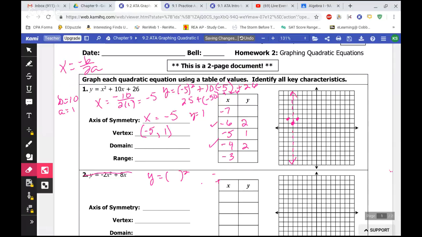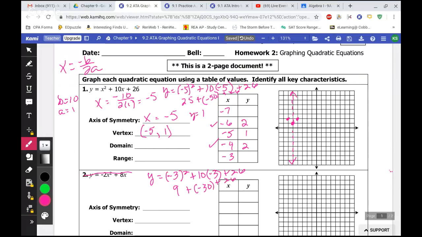All right. So now we're going to do 3. We're going to plug in 3 squared plus 10 times -3 plus 26. Okay, 9 plus -30 plus 26. So 9 plus a -30 is going to give me a -21. And I'm going to add 26. And so that's going to give me a +5.